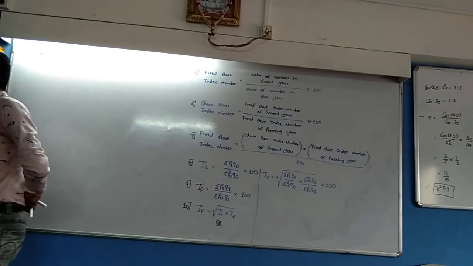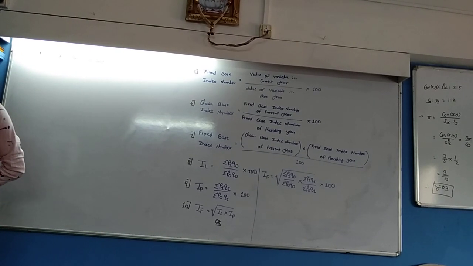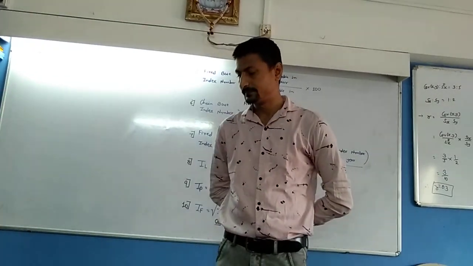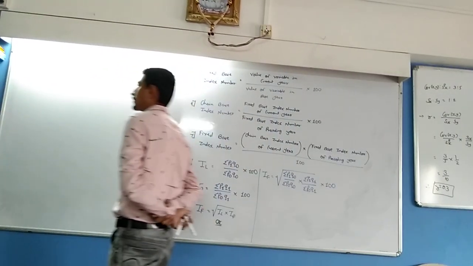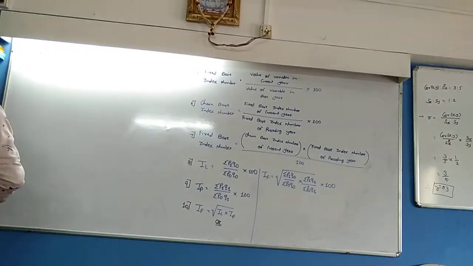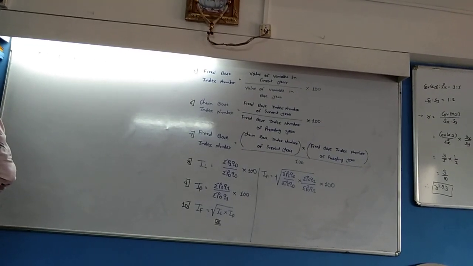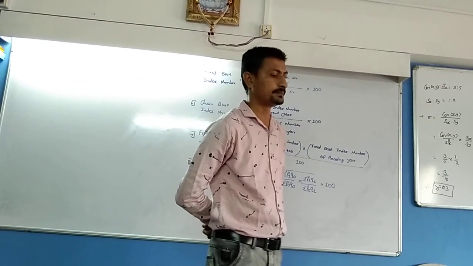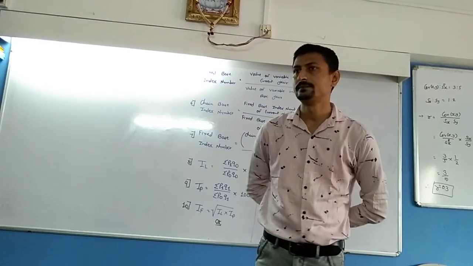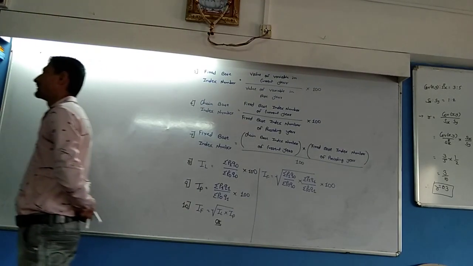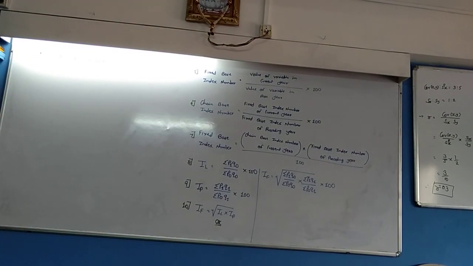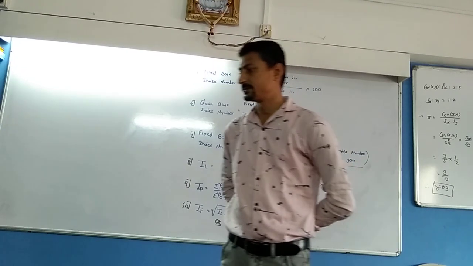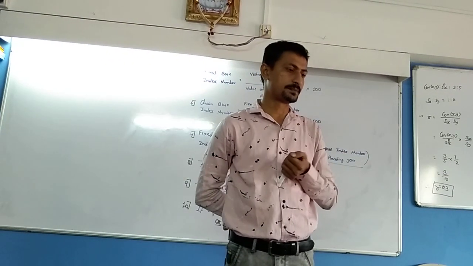1 quintal is equal to 100 kilogram. 1 ton, write down 1 ton is equal to 1000 kilogram. 1 dozen is equal to 12 pieces.